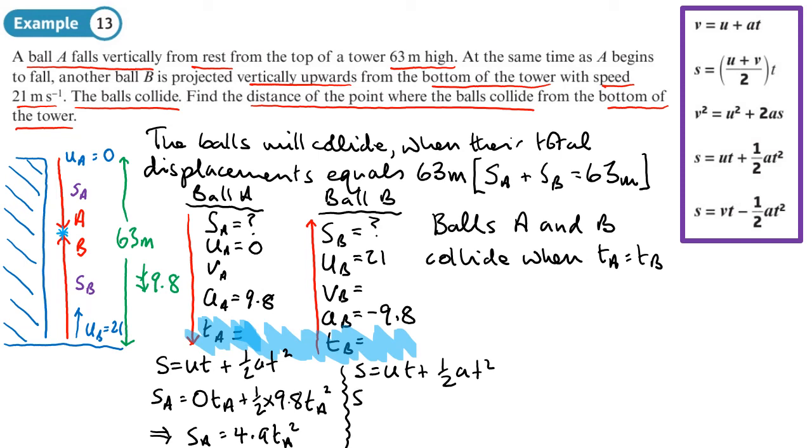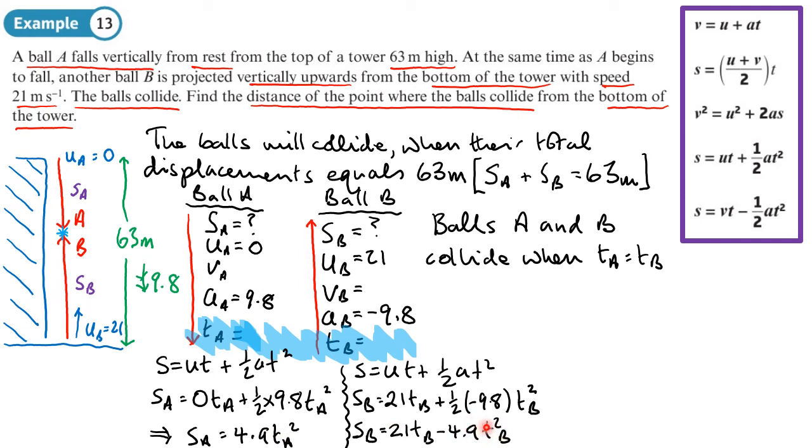So here SB equals 21 times TB plus half times negative 9.8 TB squared. So that will give SB equals 21 TB minus 4.9 TB squared. Right, so we need to link these two equations together.